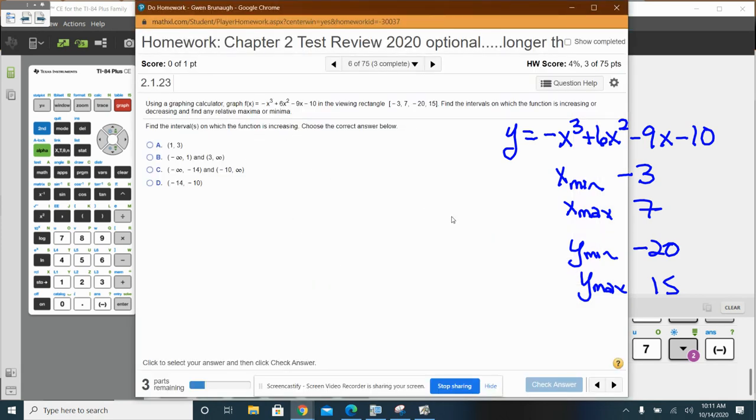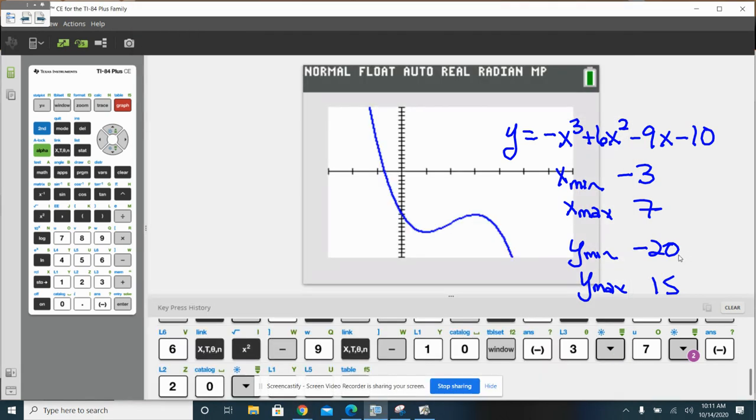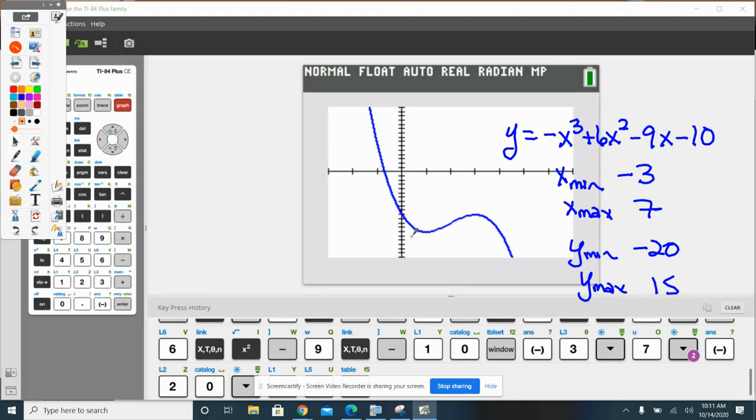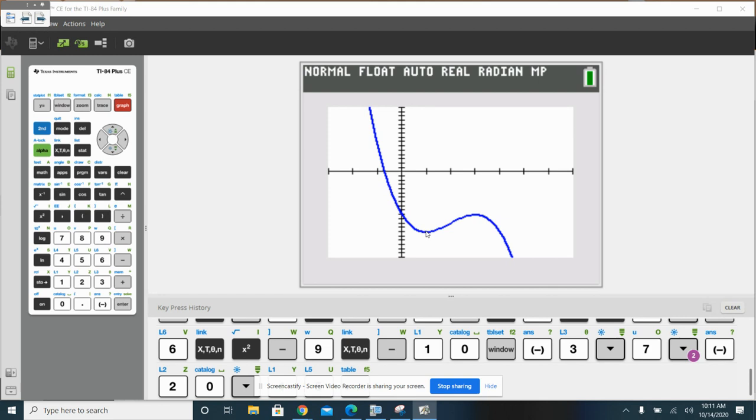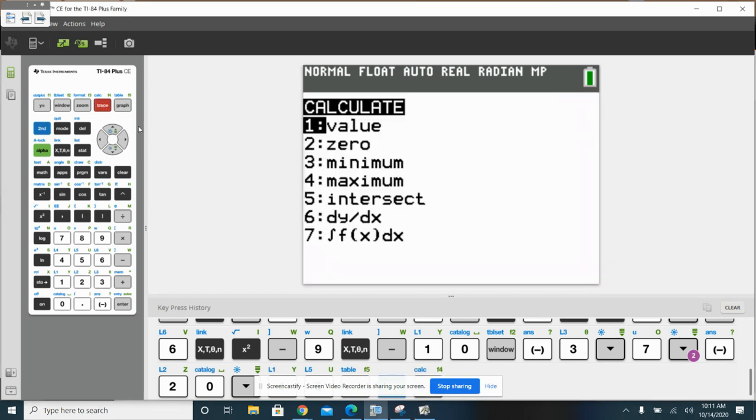Where is it decreasing? Well, if I look at my graph, it's decreasing here to this point, and then it starts increasing, and then it's decreasing again from here on. So it's decreasing here and it's decreasing here, and I need the x values. Now it looks like I know what the values are, and you probably can estimate, but if I really want to find an exact value, I'll do second calculate.